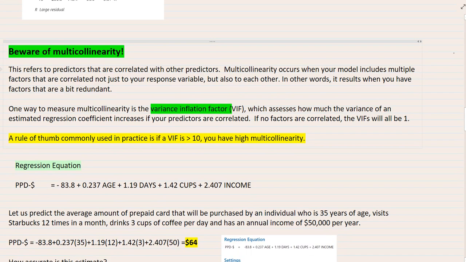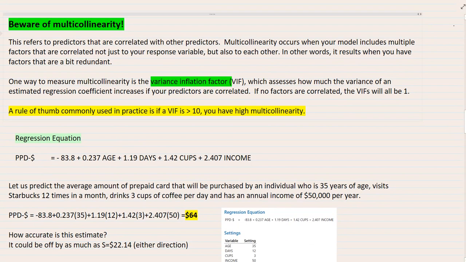Okay, so here's again our regression equation for this problem that we just looked at. And I want to make a prediction here. I want to predict the average amount of prepaid card that's going to be purchased by someone who's 35 years of age, visits the Starbucks 12 times in a month, that's quite a bit, and drinks 3 cups of coffee per day, and has an annual income of $50,000 a year.